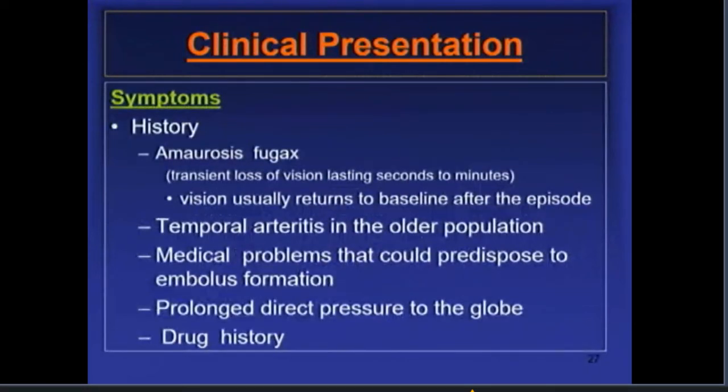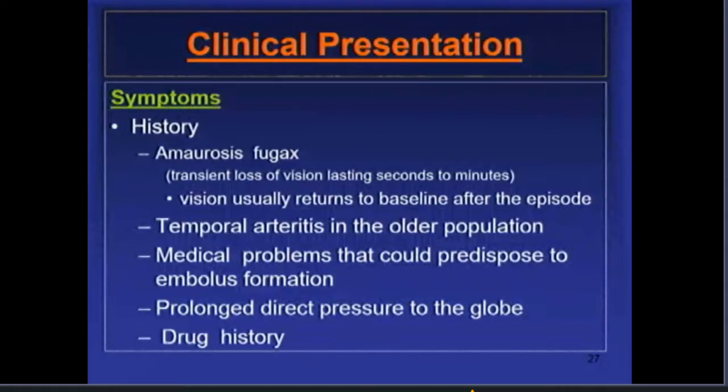History, as we mentioned, starting with amaurosis fugax, which represents transient loss of vision lasting seconds to minutes. Temporal arteritis in the elderly patient should be suspected, and in this patient we usually ask about a couple of symptoms related to giant cell arteritis. Medical problems that could predispose to emboli formation, like cardiac problems or recent surgery, are important to look for when you are dealing with a patient with central retinal artery occlusion.